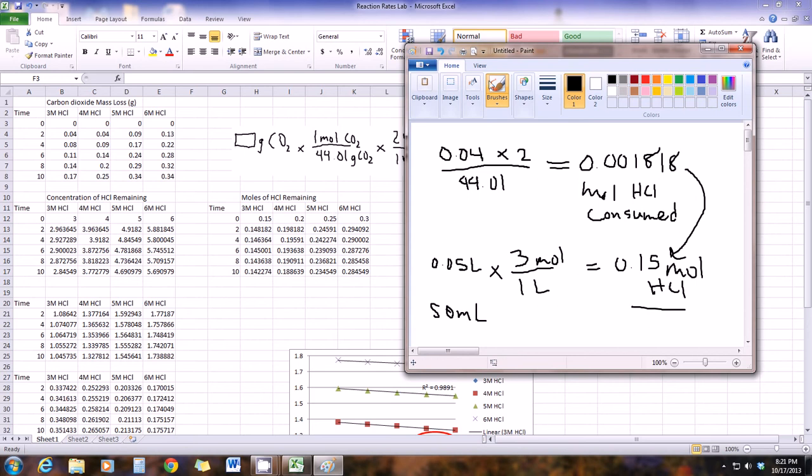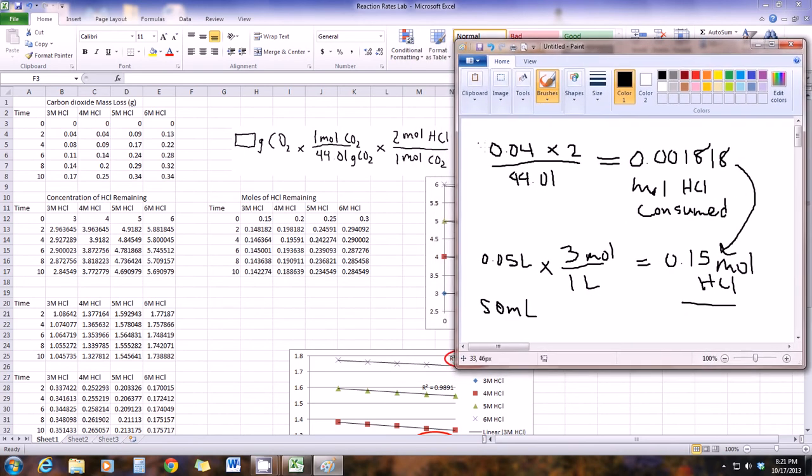So if you see the equation here, I'm going to do timestamp 2, and I'm going to do 3 molar hydrochloric acid. So I plugged in my grams of carbon dioxide consumed, and once I do my math in this stoichiometry, I'm going to get 0.001818 moles of hydrochloric acid consumed.